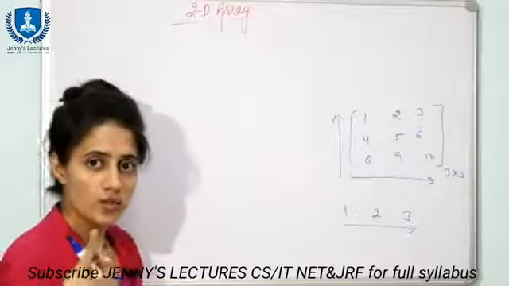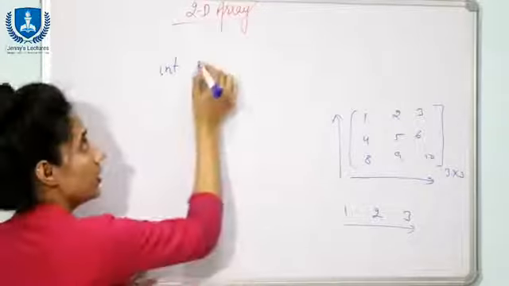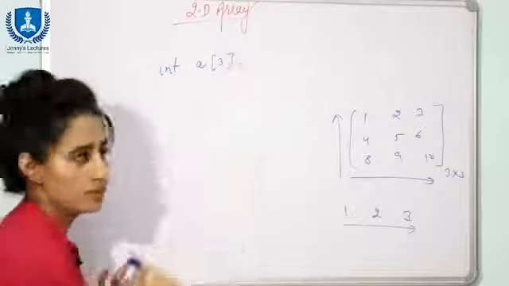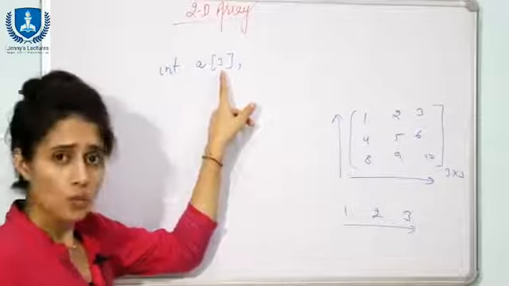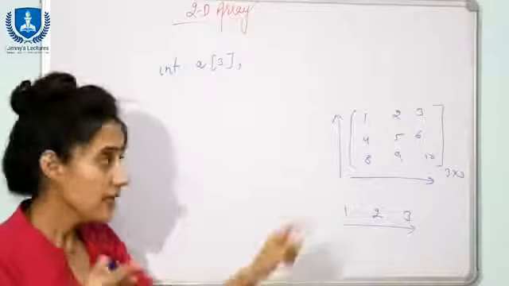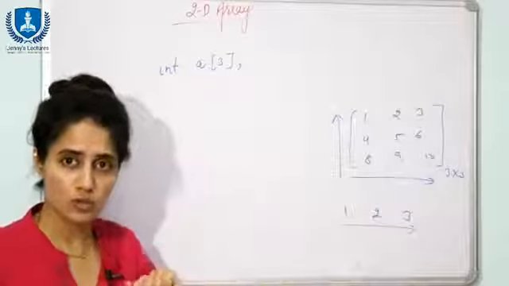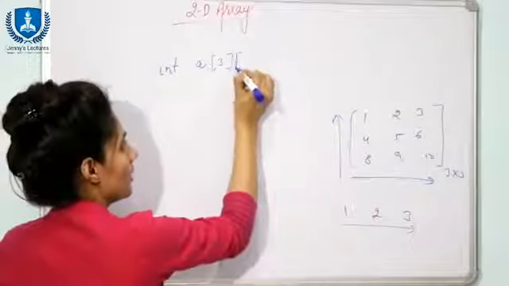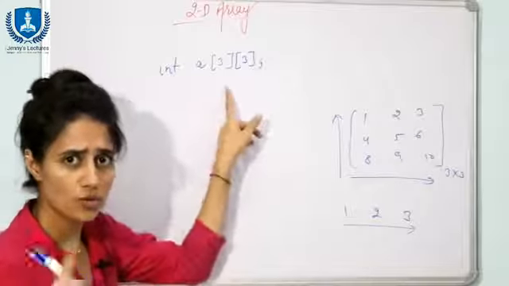Fine. See, we have discussed how to declare a 1D array. Simple data type you will write, name of the array, and then size of the array. Suppose size is 3. So this is declaration of a 1D array. I have given only one size because in this case we are having only one dimension. But in a 2D array we are having 2 dimensions, row wise also and column wise also. So you are going to give 2 sizes. That is why you are going to give another subscript, that is 3. So this is declaration of a 2D array.